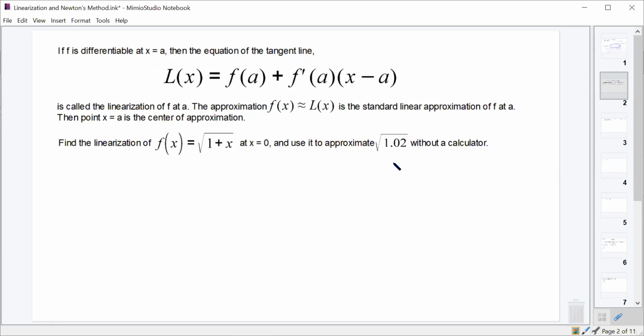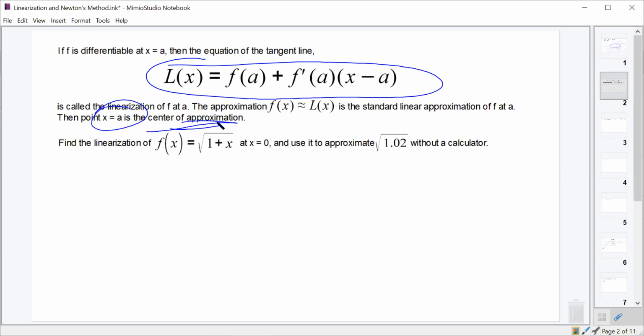So our goal, and one of the things that's really important about derivatives, is that we can use them to approximate the values of functions. We're going to use this function here, L of x, which is just what I had on the previous page, and we're going to call that the linearization function. It's the standard linear approximation of our function at some value a. We call this value of a the center of approximation. The center of approximation is just the value of x that we could plug into our function that we already know the value of.